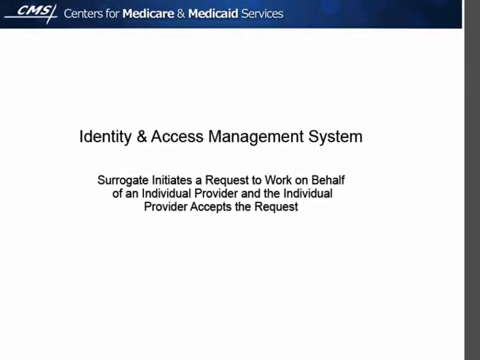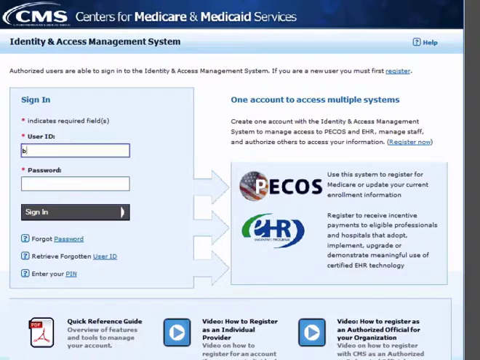This video will guide users through the process of requesting to work on behalf of an individual provider and that provider accepting the request. In this example, Barbara Smith, as the authorized official for Smith Medical Center, signs in to submit a request to Dr. Ann Wright to work on her behalf.